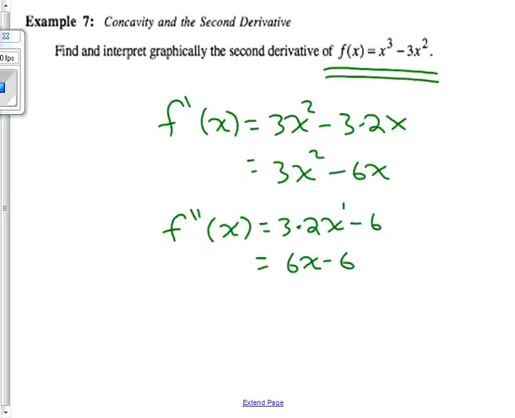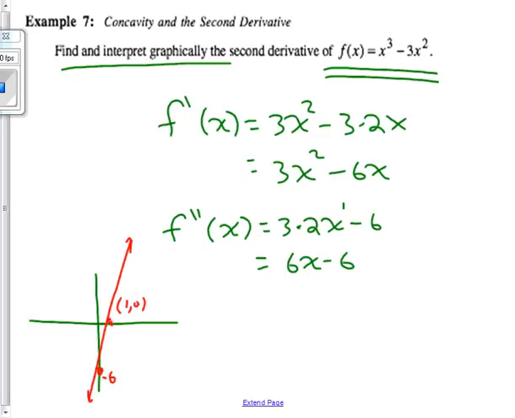And we know what this looks like. It says find and interpret graphically. So this is a linear function that has a y-intercept of -6. When x equals 1, it's going to go through the x-axis. So it's a graph that looks like that. Here's the point 1 comma 0.